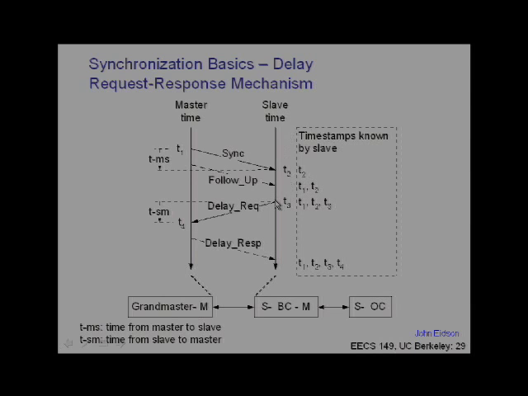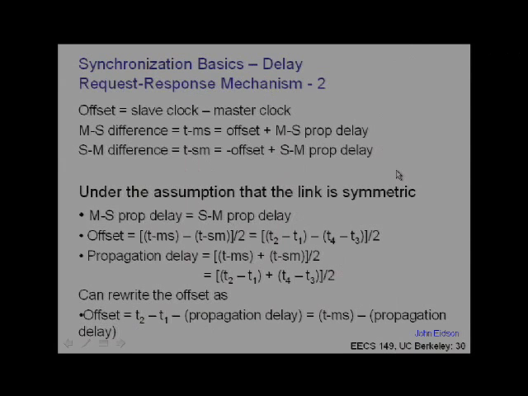But the skew is going the other way. So it's going master minus slave, whereas I've defined offset as slave minus master. So that's why we have a negative sign here. So you have minus offset plus propagation delay. All right. So now we have these two equations. TMS is equal to offset plus delay. TSM is equal to minus offset plus delay. And assuming the link is symmetric, these two delays are the same. So the MS delay is equal to the SM delay.